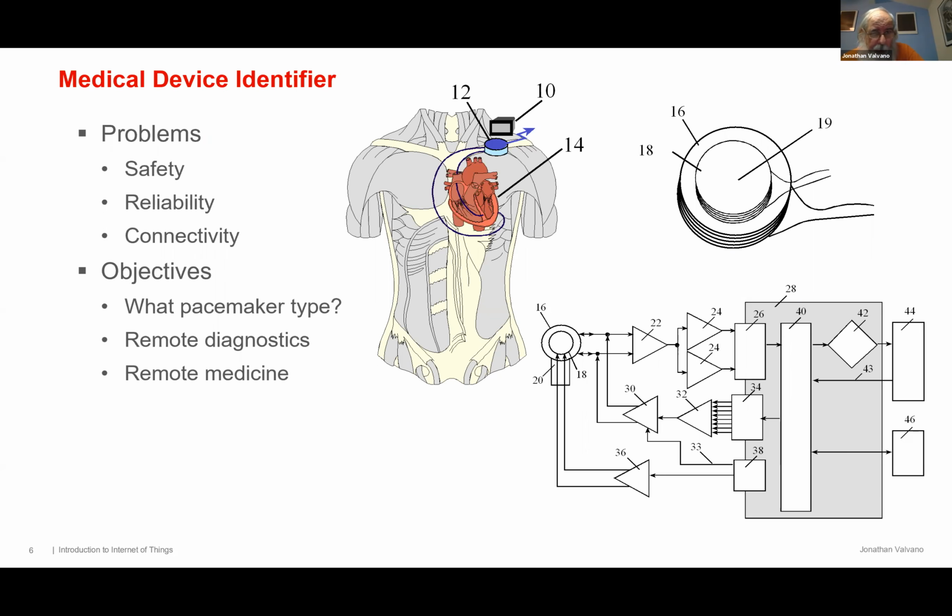You have to bring in the portable X-ray. You put the patient in the portable X-ray and you X-ray them and go, oh yeah, that's a Medtronic, or no, that's a St. Jude, or that's a Biotronik. But that process could take a half hour to wheel in, get an X-ray, figure out what kind it is, and then you can start treatment.